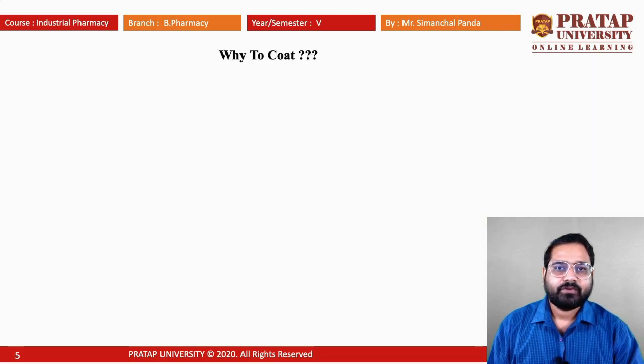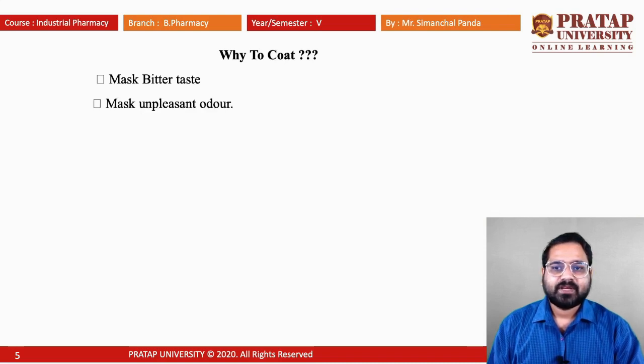So why do we go for coating? First, we can do it for masking of the tablet. Generally most of the active ingredients do not have a good taste; they have a bitter taste. To avoid that, we can mask it by coating the tablet. Sometimes these tablets have an unpleasant odor. In order to mask it, we have to make the coating so that, due to the odor, one should not refuse to swallow the drug.